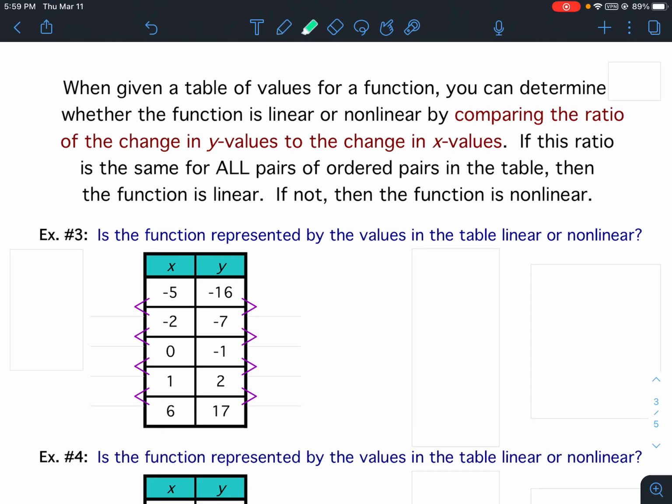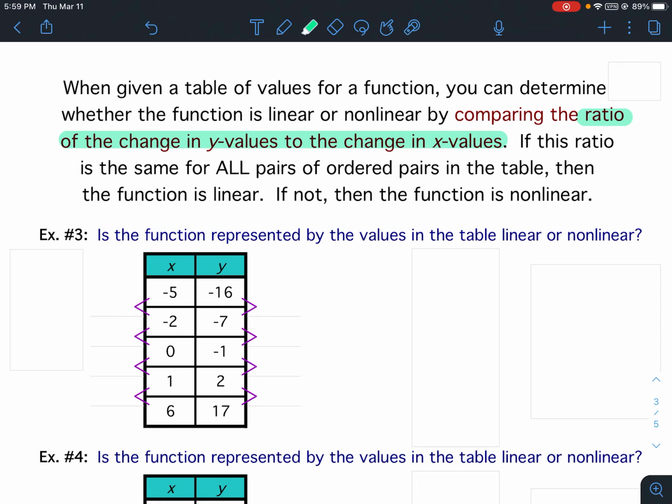So we're going to compare the ratio of the change in y values to the change in x values. Okay, well first let's talk about the word ratio. You learned that there are different ways to write a ratio. You could write a ratio using the word to, like if you were comparing boys to girls. You could write a ratio using a colon. But the way we write a ratio the most is by writing it like a fraction.